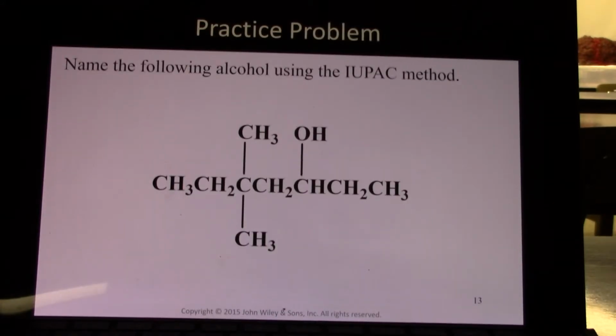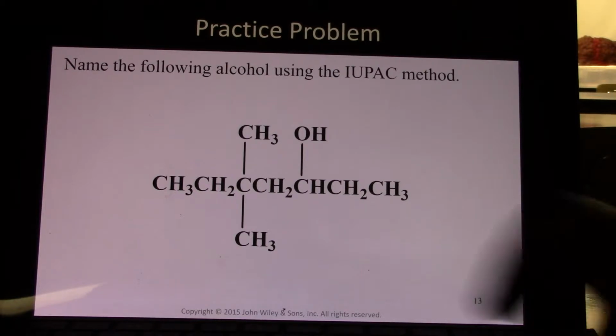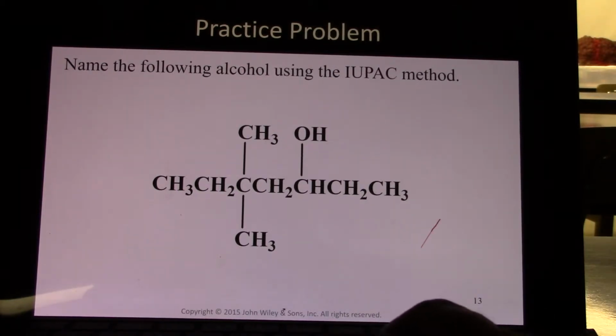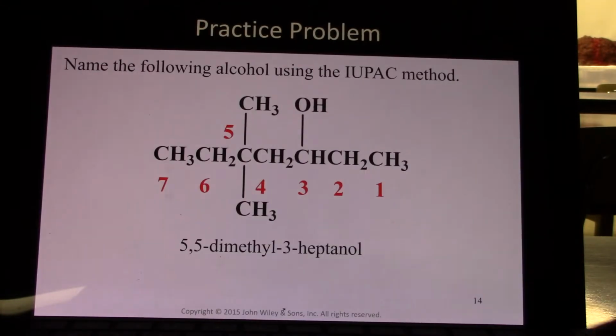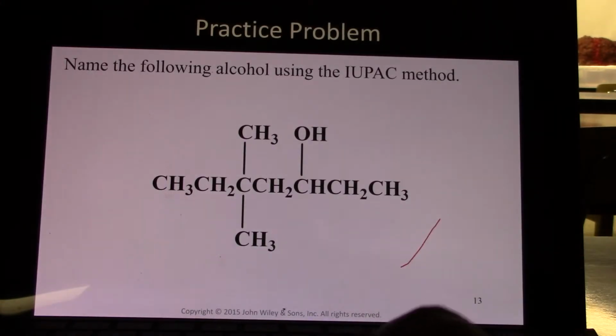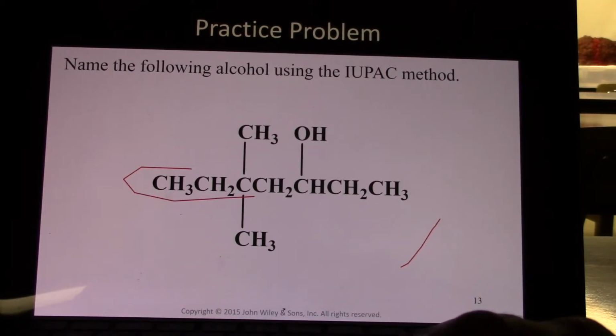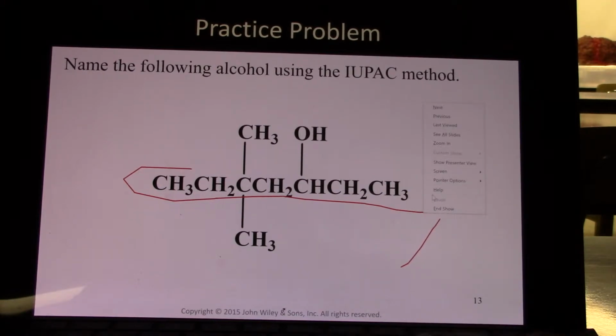So practice problem. Name the following alcohol using the IUPAC method. Well, let's find the longest carbon chain. We got 1, 2, 3, 4, 5, 6, 7. So we see 7. So 7 is hepta. So we're going to have a heptanol here.